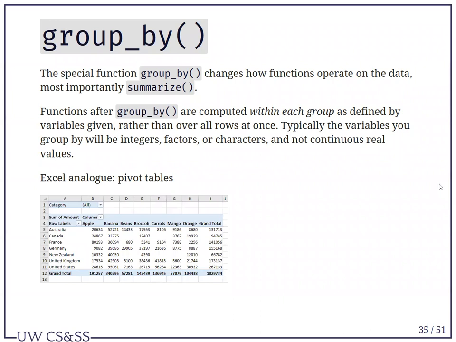I'm going to say that again because it's really important. Functions after group by are computed within each group as defined by variables given, rather than over all rows at once. Typically, the variables you group by will be integers, factors, or characters, and not continuous real values. So you're more likely to group things into countries and not their life expectancies, right? The analog for this in Excel are pivot tables.